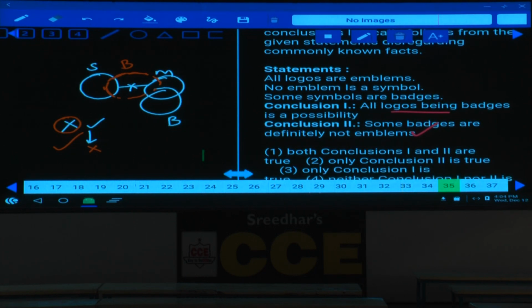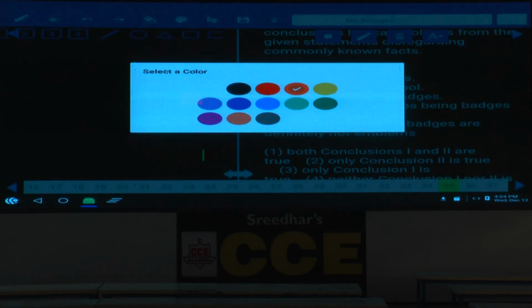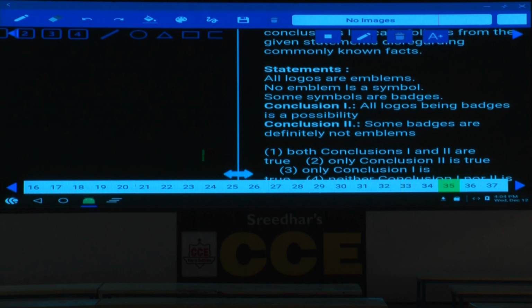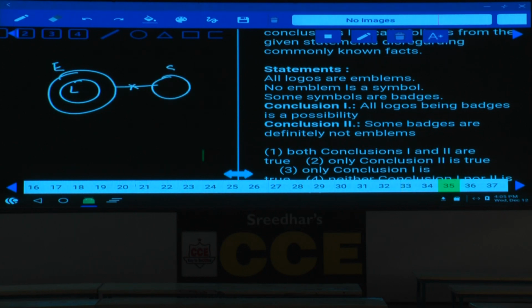Then 35. Now in this question number 35, tell me what is the statement here? All logos are emblems. All these logos are emblems. And next one, no emblem is a symbol. No relation between emblem and symbol. And some of the symbols are what? Some symbols are badges. Then first one is a possibility. Second one, some badges are not emblems. Some badges are not emblems, definitely true, isn't it?